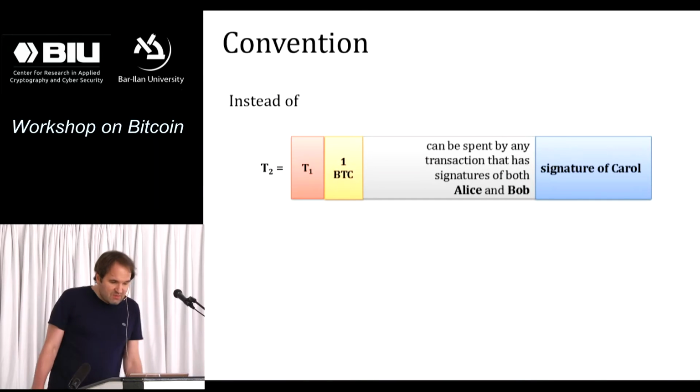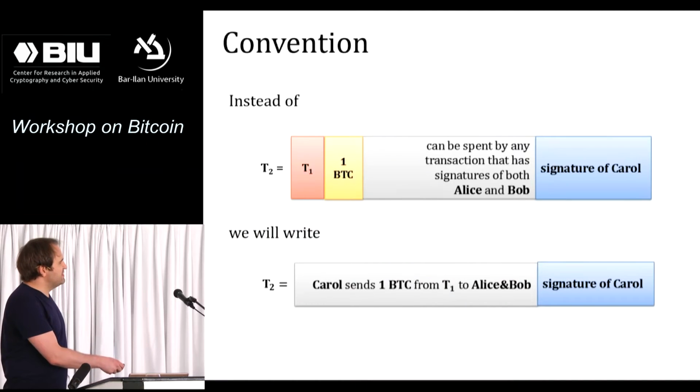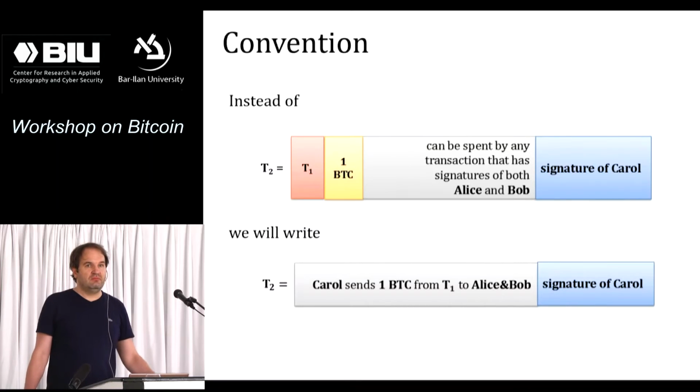Okay, and there is a convention. Instead of writing something like this, which is a long text, we can just say Carol sends 1 Bitcoin from T1 to Alice and Bob. But Alice and Bob will mean that it needs both signatures, of Alice and Bob. Is it clear? Like 2 out of 2.